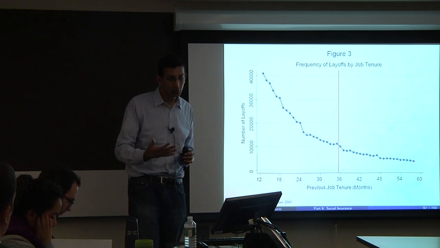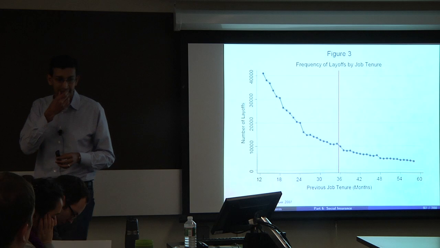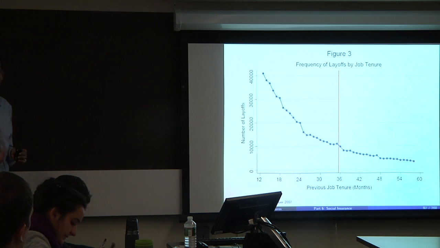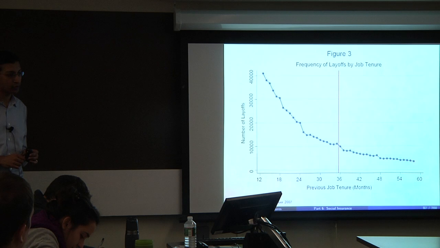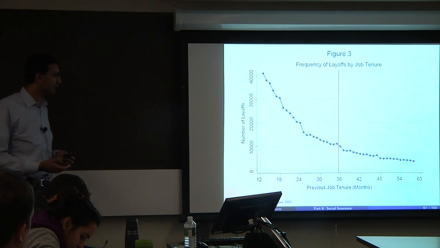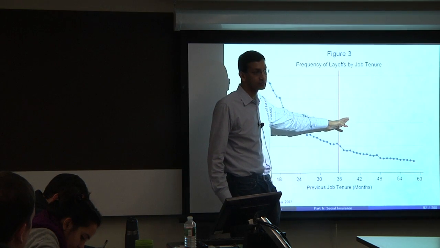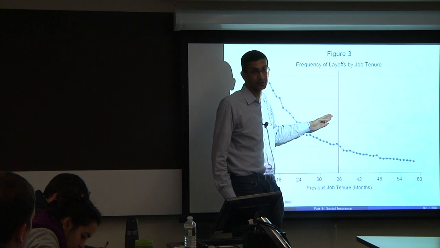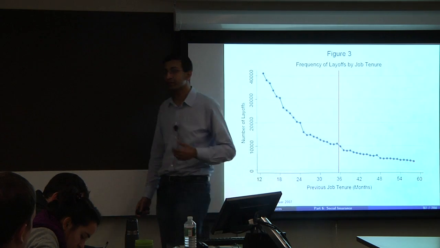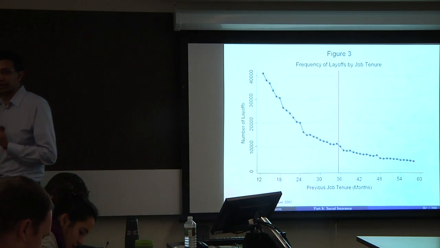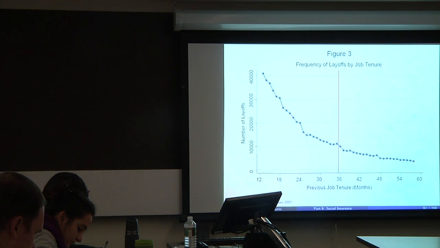So the first thing you want to do in a regression discontinuity analysis is assess the validity of the design. And so what's the key identification assumption? It's that the guys on the right side of this 36-month cutoff have to be comparable to the guys on the left. And what's the most obvious way in which that can be violated? It's if there's selection around the discontinuity.